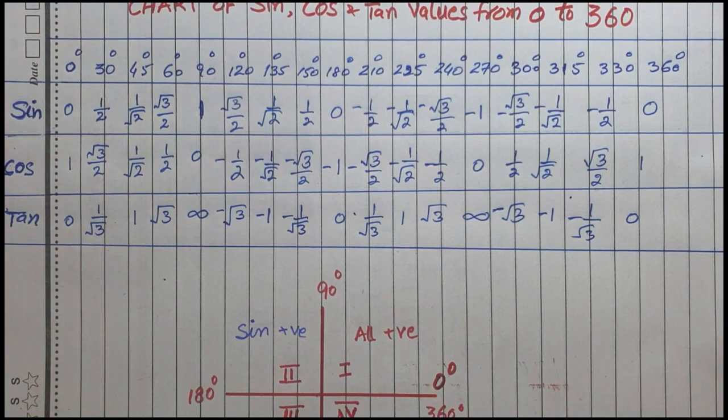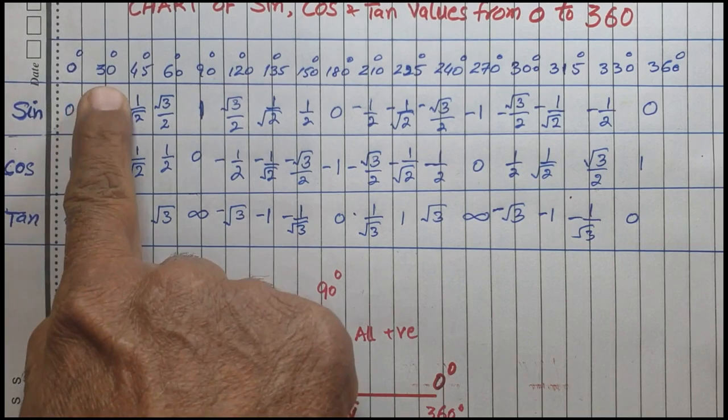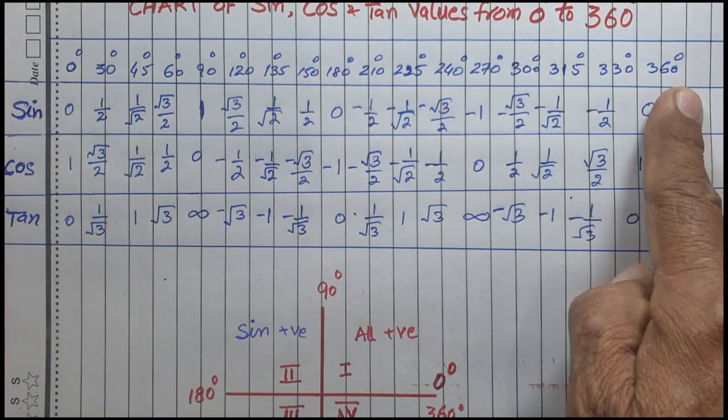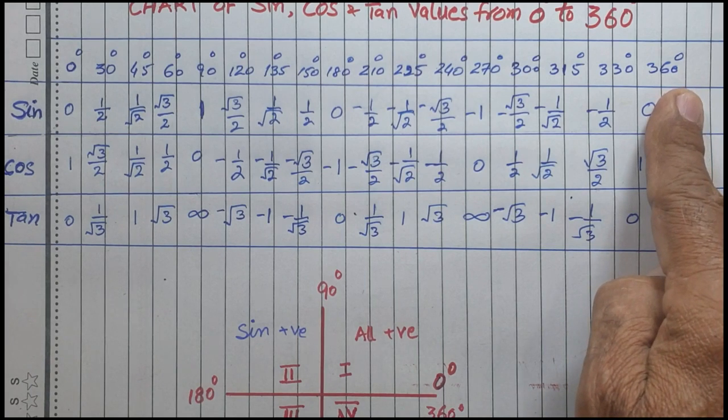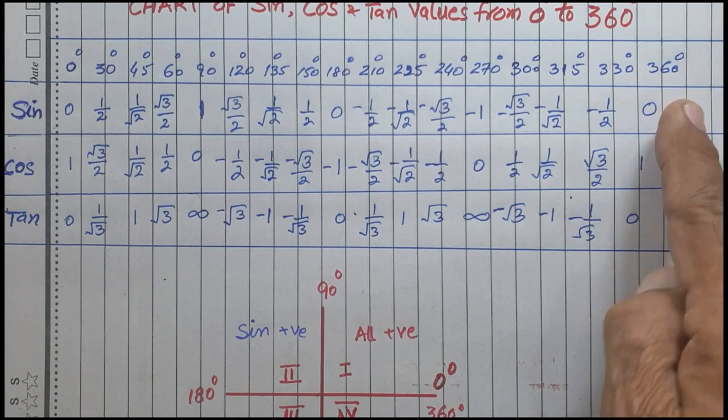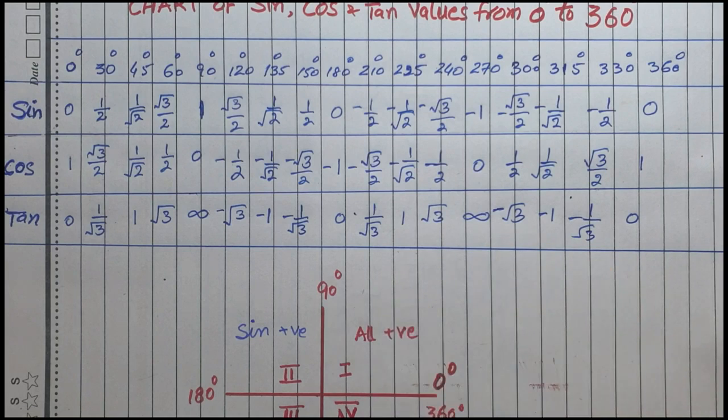Okay, I think you have understood the chart, how to make it and how to remember the values, and how we make the chart of angles from 0 to 360 degree. I think you are now able to make this chart yourself to keep it in memory.